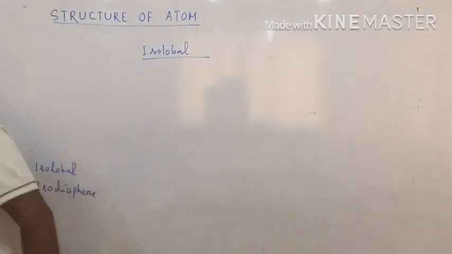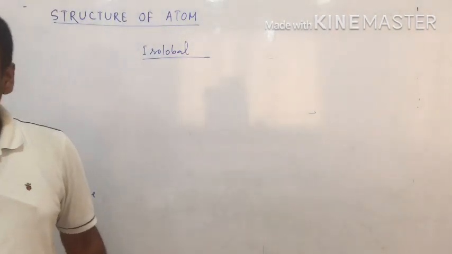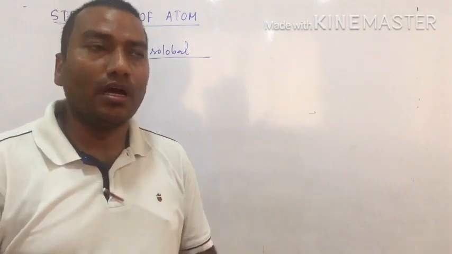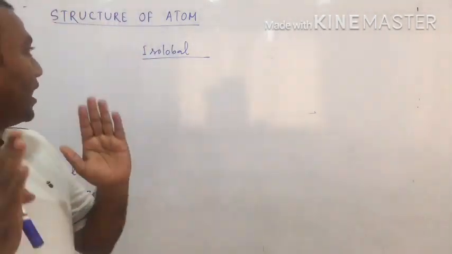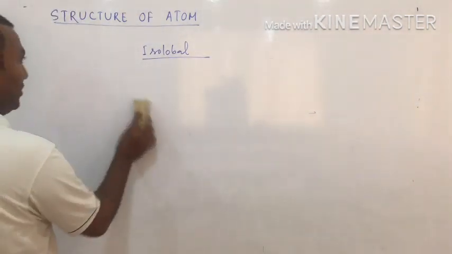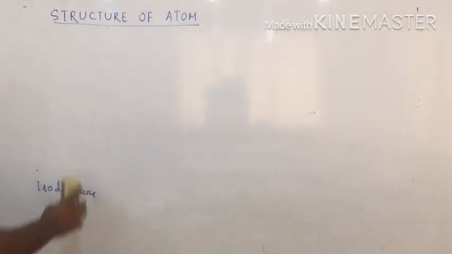So the molecules having the same hybridization are called isolobal. Clear? Next is, what is the meaning of isodiapher?